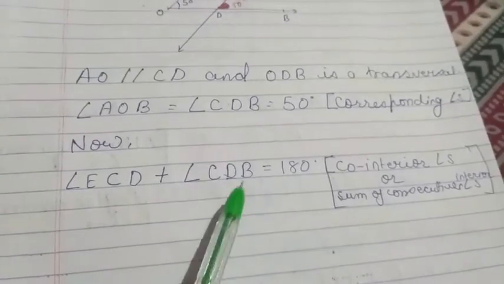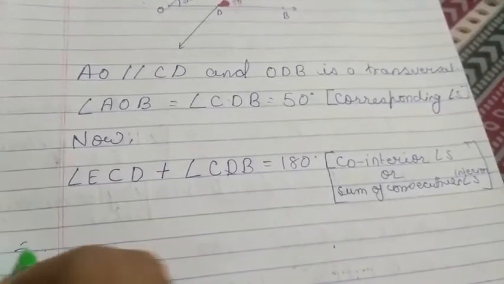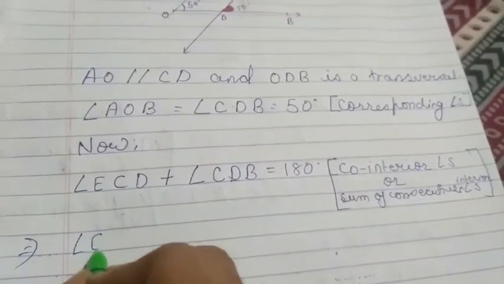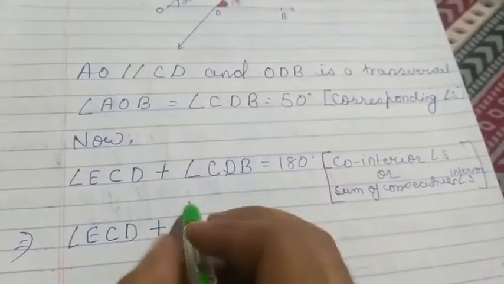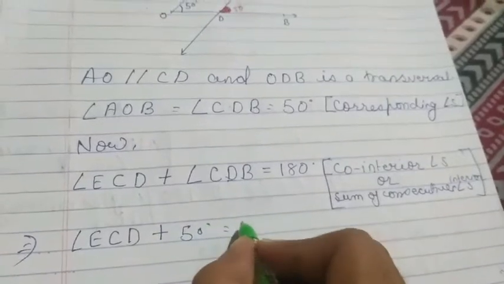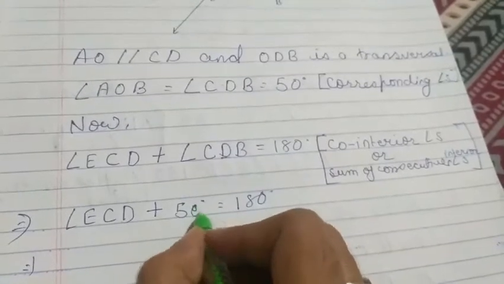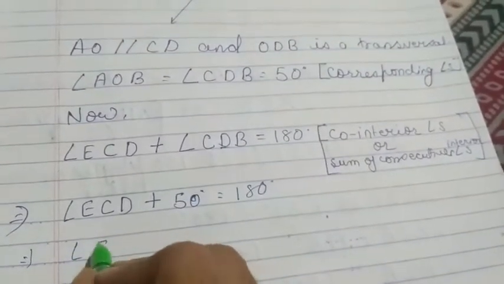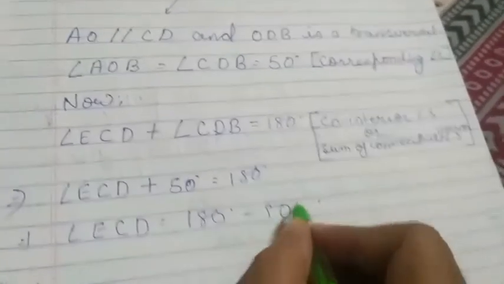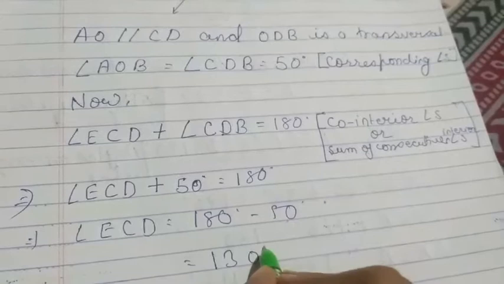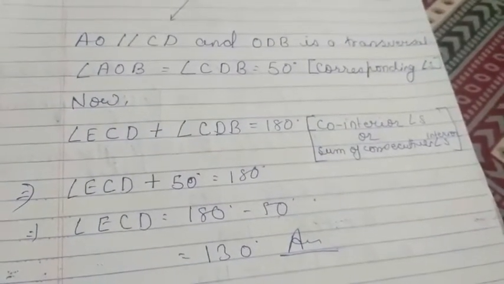Now you know the measurement of CDB. It is 50 degrees, just put it here. Angle ECD you don't know, just leave it. So ECD equals 180 degrees minus 50 degrees, equal to 130 degrees. So this is your answer. This is the required angle, ECD.